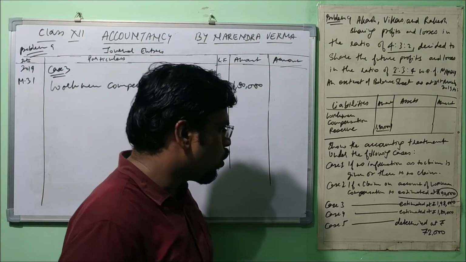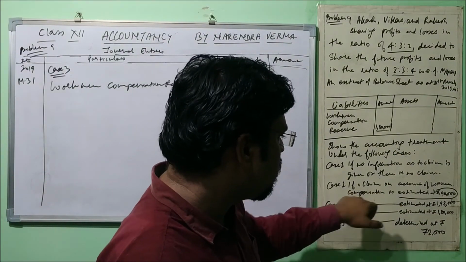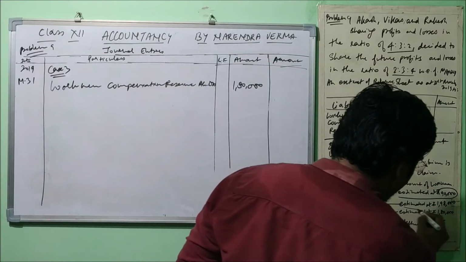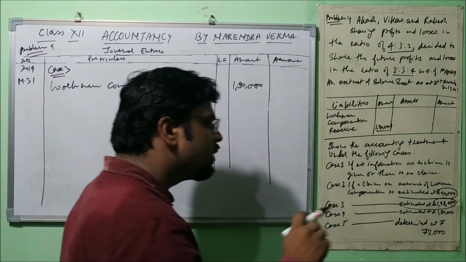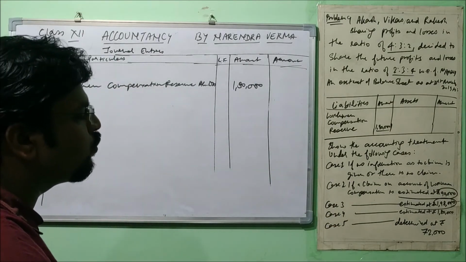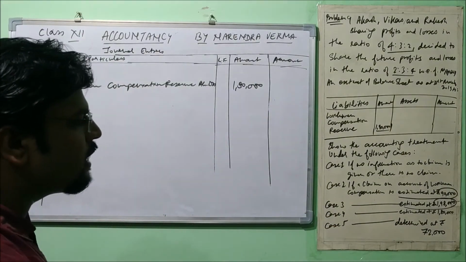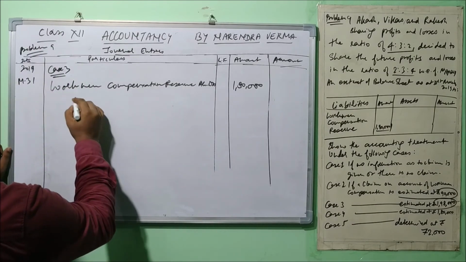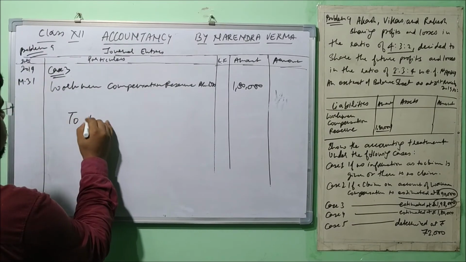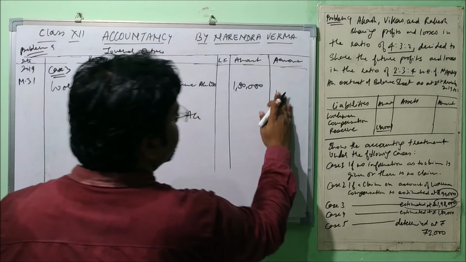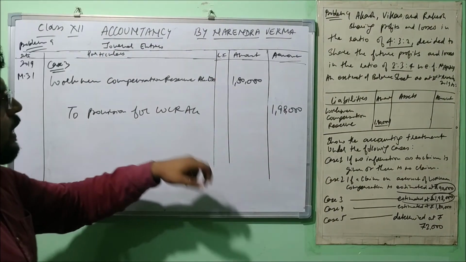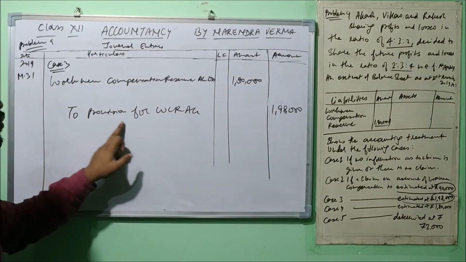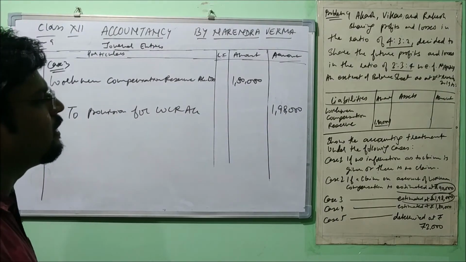So case 3, what does it say, the same. If a claim on account of workmen compensation is estimated at rupees 1,90,000, you can see here that is higher than the amount available for WCR. The amount is 1,80,000, so 10,000 is the higher, right? So very first we will settle the claim out of this. So the claim is of 1,90,000, right? So we have put to provision for WCR account 1,90,000.